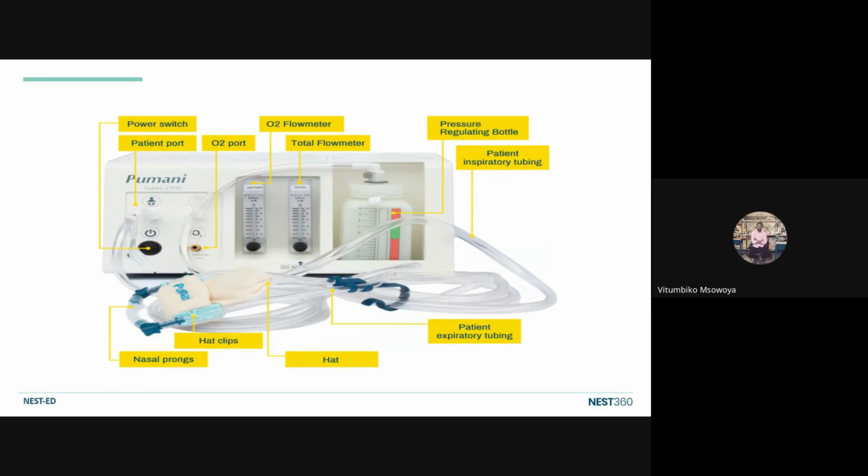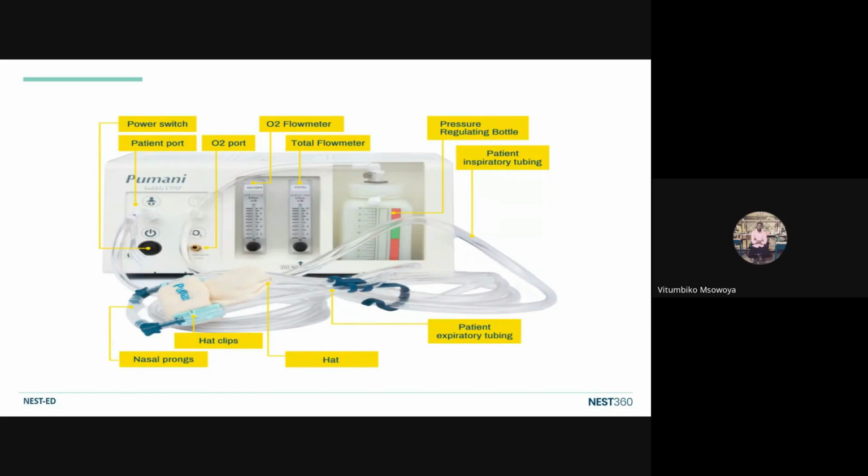So let me quickly explain these features. The oxygen flow meter is there to regulate the oxygen flow from the outsourced oxygen. The total flow meter will regulate the flow rate of the blended oxygen. So this one will regulate the oxygen which is coming to the CPAP and the air which is being generated by the CPAP itself.